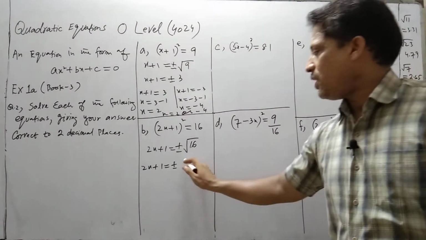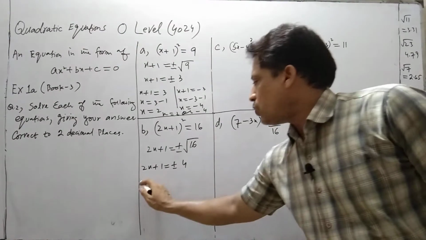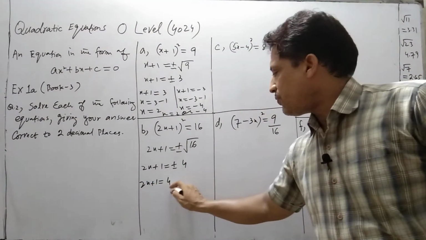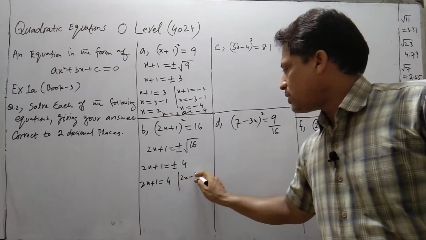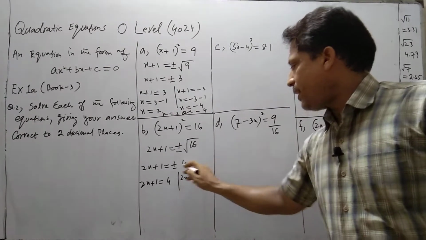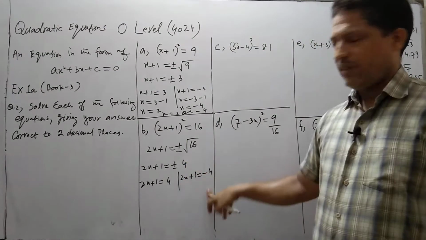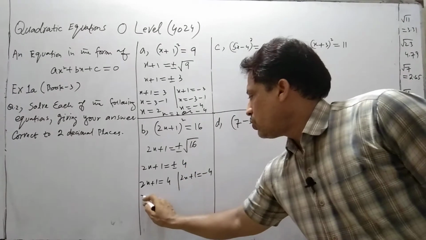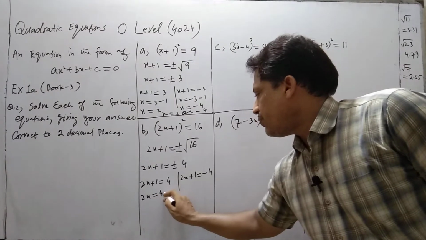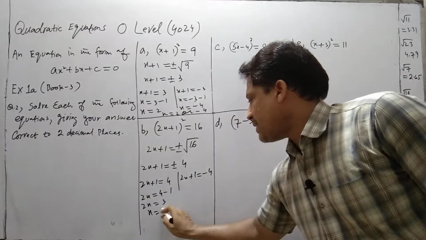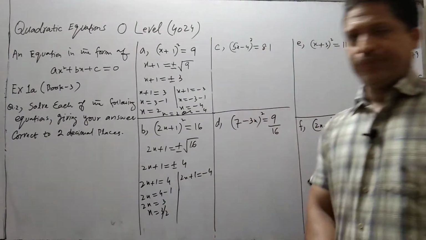What is the root of 16? You know, 4. So 2x plus 1, write one time plus 4, and 2x plus 1, write the second time minus 4. One with plus, one with minus. So 2x is equal to 4 minus 1. 2x is equal to 3, x is equal to 3 upon 2.